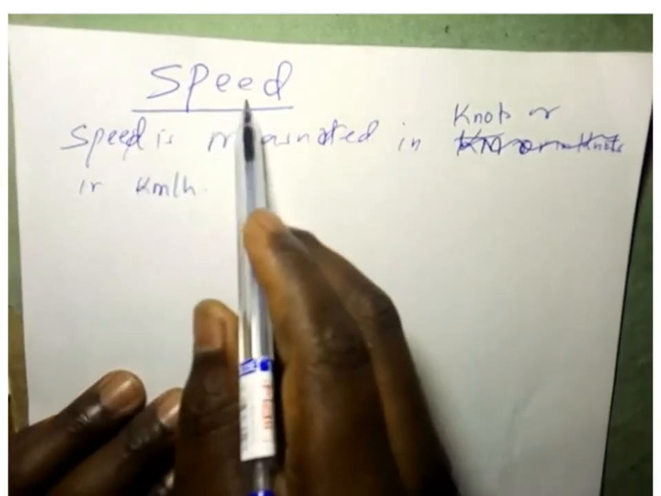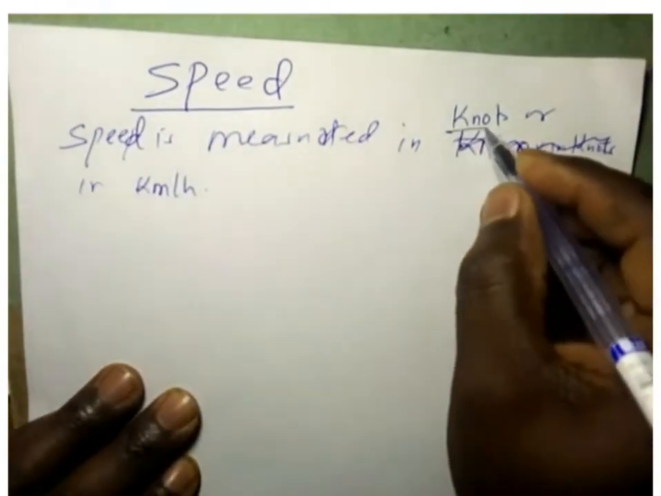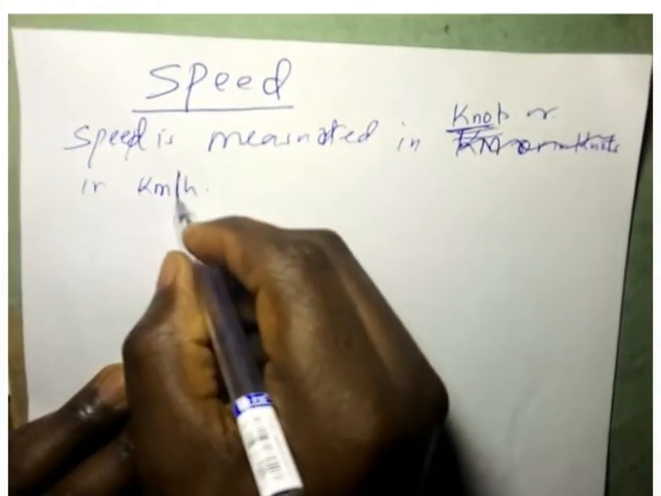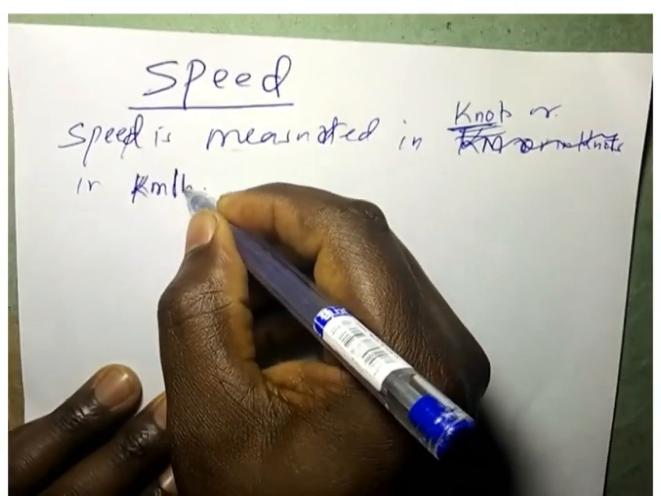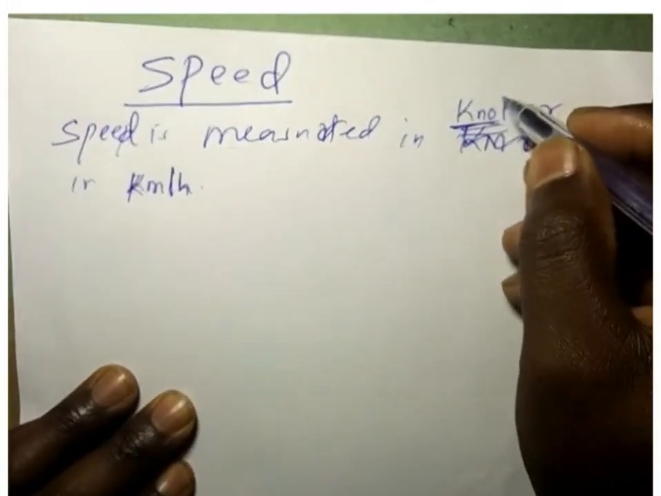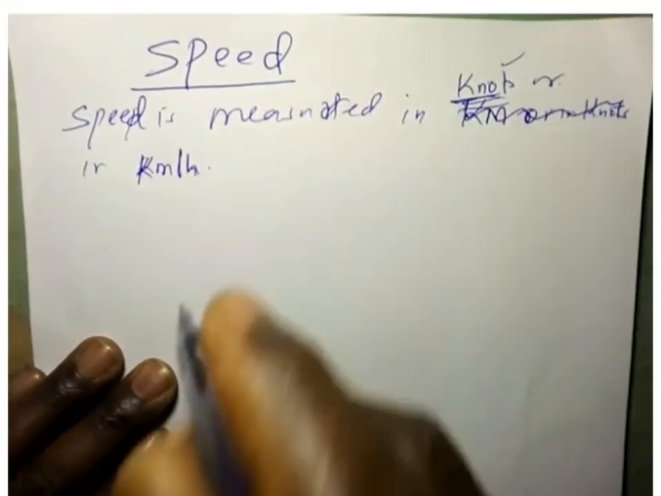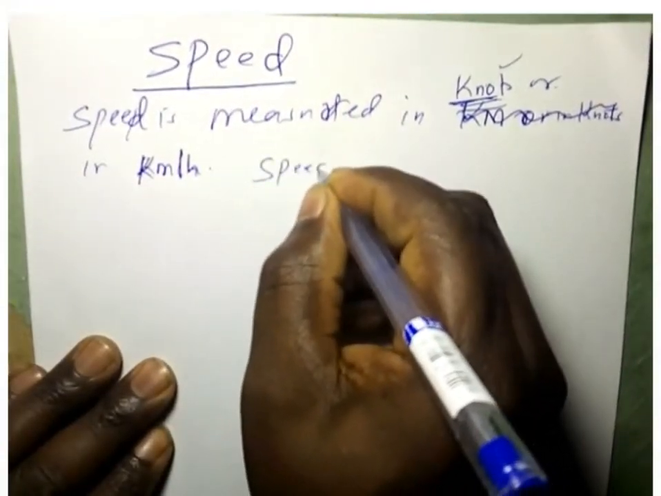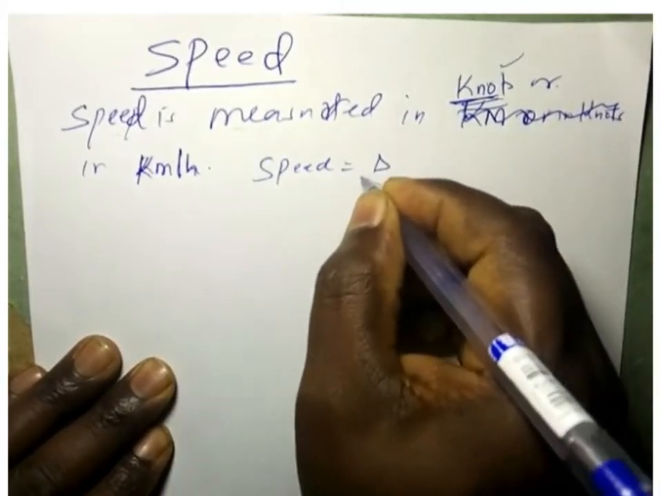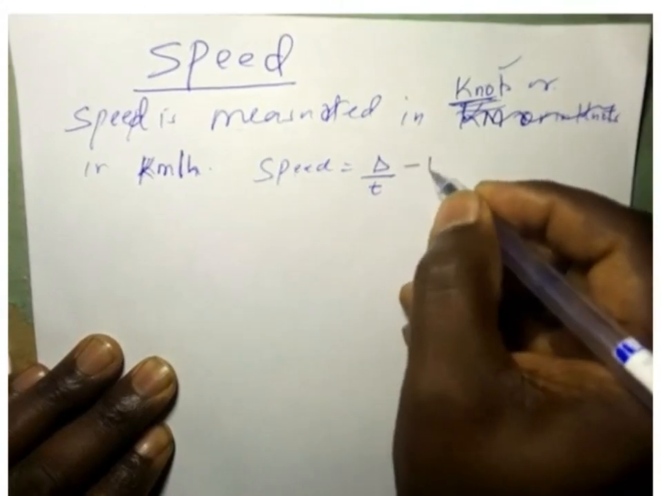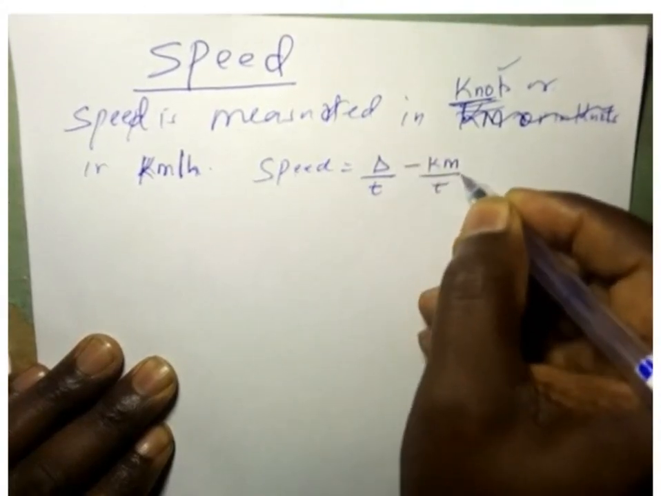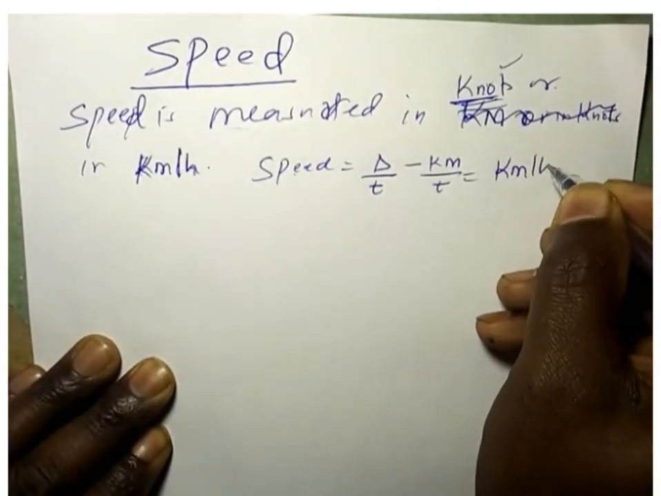We know that speed is measured in knots or in kilometers per hour. So speed measured in kilometers is given in kilometers per hour. So something new we are going to learn is about the knots. We know that speed is equal to distance divided by time. So if the distance is in kilometers, divided by time, it will give us kilometers per hour.